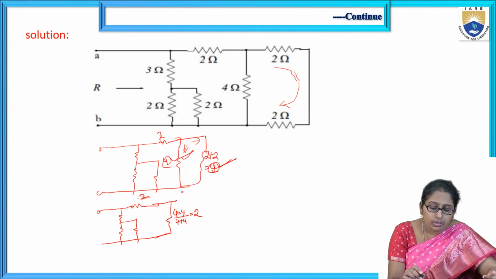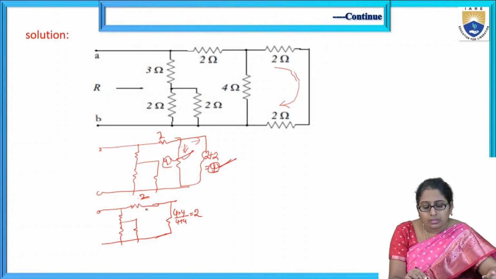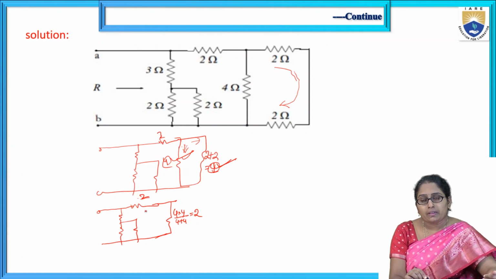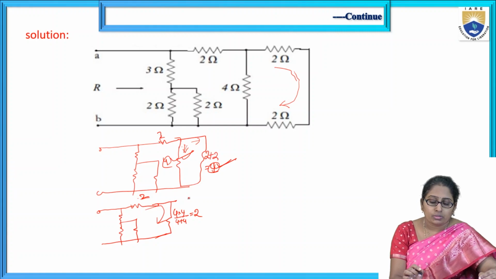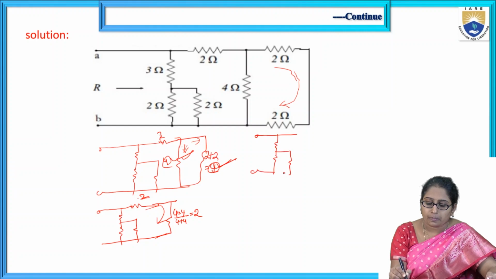Next step. What is the next step? Two elements at a time, right. These 2 ohms and these 2 ohms are in the same path, meaning the same current flows, so they are in series. So 2 plus 2, 4.